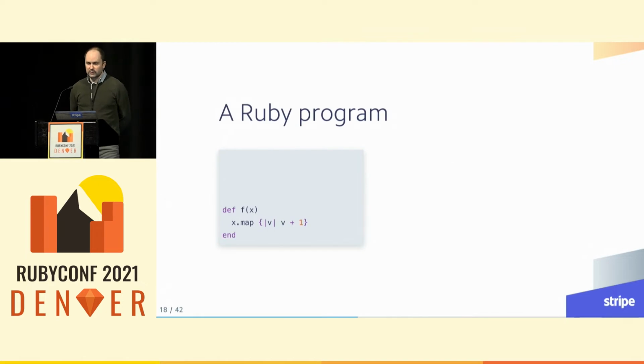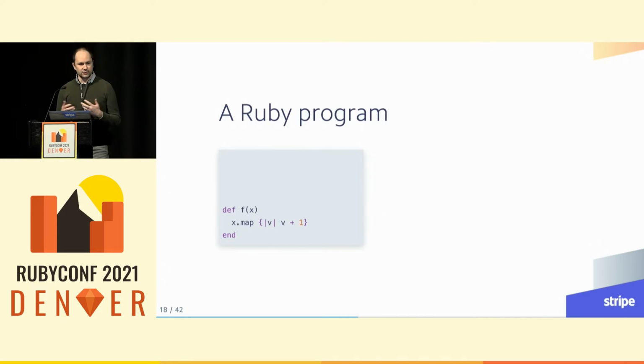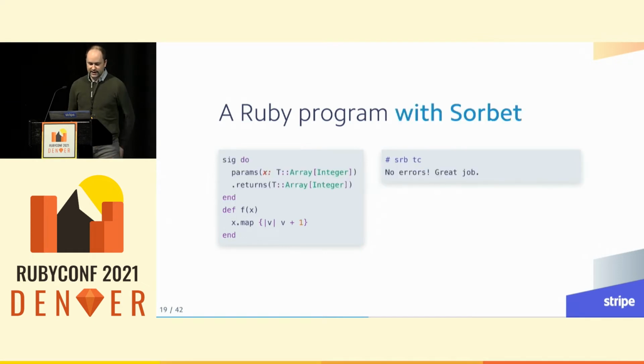So we have this function here. It takes a single argument x. It's going to call map on that x, and it's going to pass a block that will just increment whatever it's given. Right? So the way that we would add Sorbet to this is to add a signature. And so what this will now say is x actually must always be an array of integers, and f must always return an array of integers. So if you look over on the right, you can see we've run Sorbet, and now it says that there are no errors, which is great.